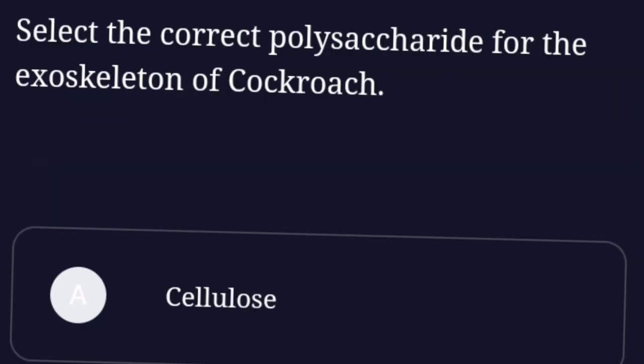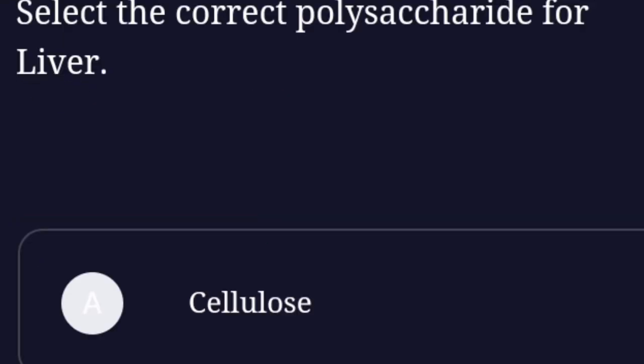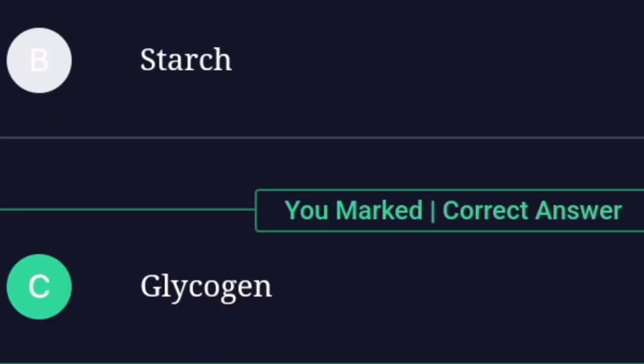Cellulose. Select the correct polysaccharide for the exoskeleton of cockroach. Chitin. Select the correct polysaccharide for liver. Glycogen.